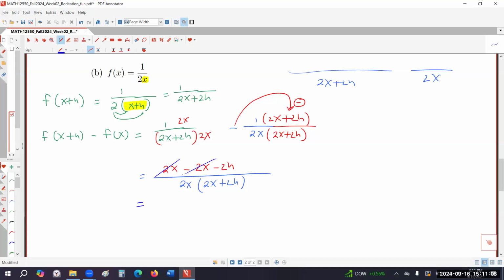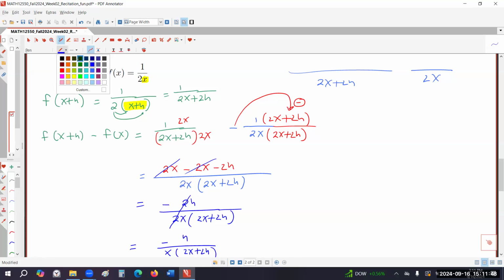Positive, negative 2x cancel out. We get negative 2h over 2x, 2x plus 2h. We can cancel this 2 too, because the denominator 2x is a multiplication with the next term, and numerator 2 is a single 2h. So we are left with negative h on the top, x and 2x plus 2h on the bottom. So this is what we have in the second step.